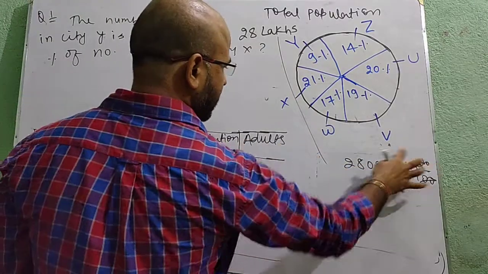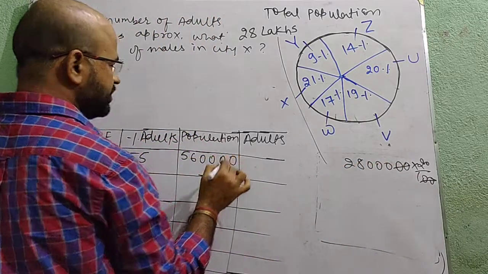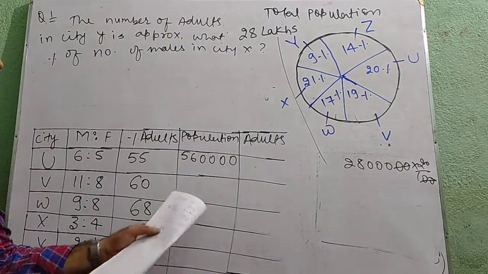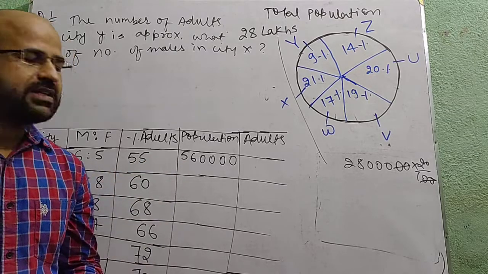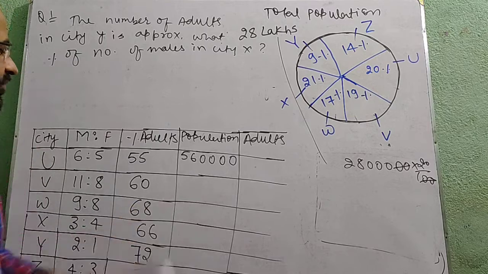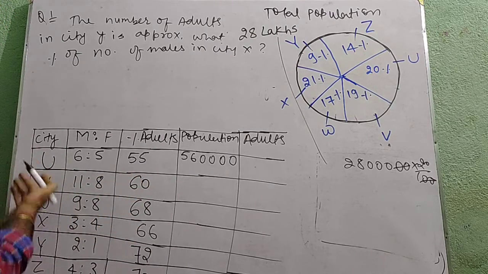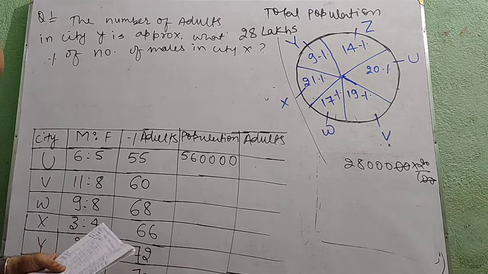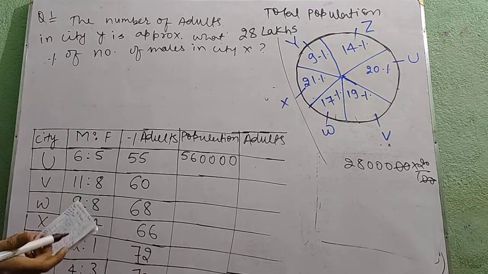28 to the 56 and 40. Means the population of city U is 5,60,000. Likewise, you have to calculate all the populations of the different cities. The population of city U is 5,60,000.